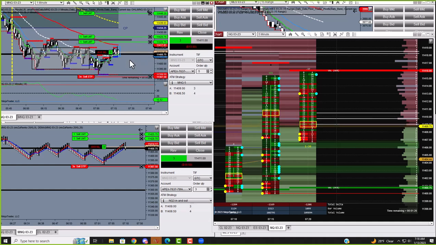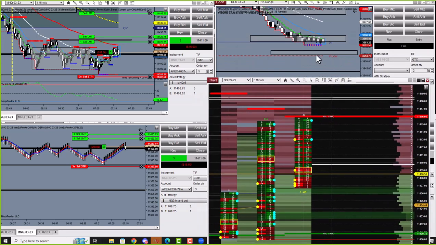So on ES, I would like to see this level right here at 39.63 hold. If it doesn't and they take this bottom, it's just going to plummet down to that 39.58. Yeah, that's what I'm saying. I have them marked up right here. I think we're coming to 39.58.